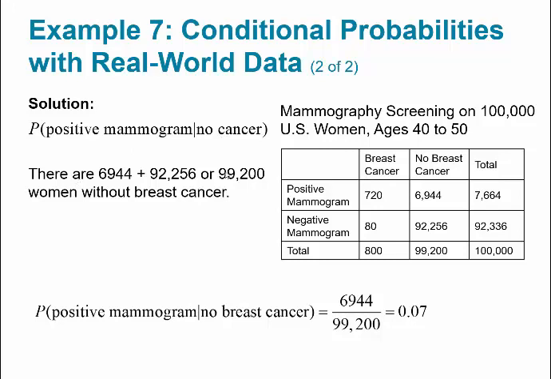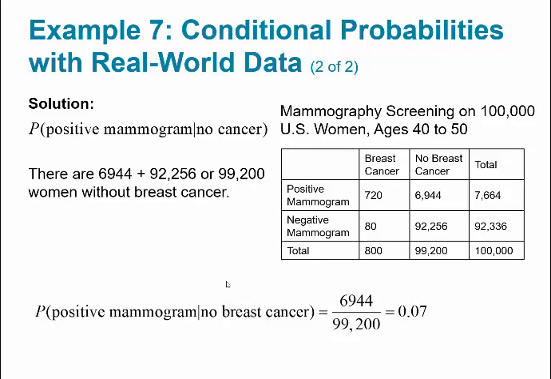So there are this many people, okay, without breast cancer. So the probability that they have a positive mammogram with no breast cancer, well, since I'm telling you that there's no breast cancer, that's going in the denominator because you're only interested in this 99,200 people. Well, how many of those people had a positive mammogram? Well, look here, it's 6,944. So this divided by this gets you roughly 0.07.